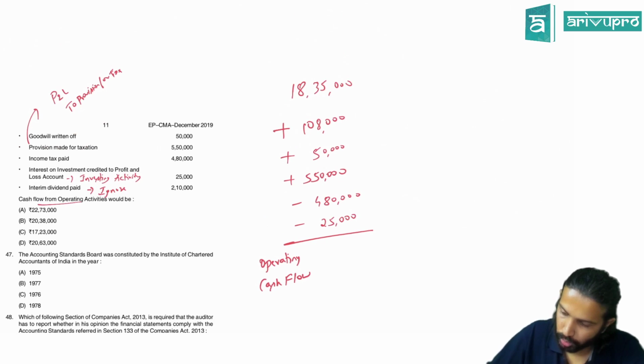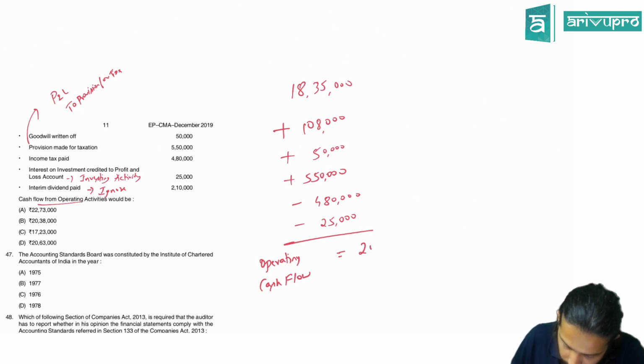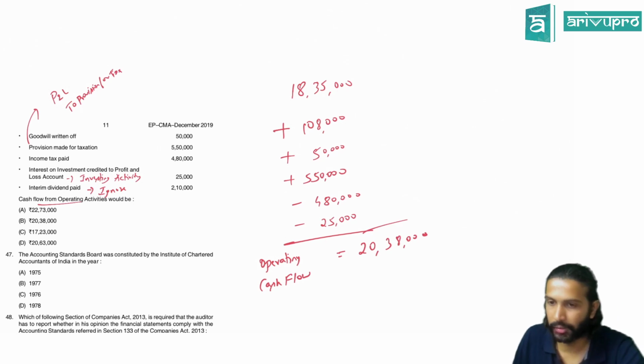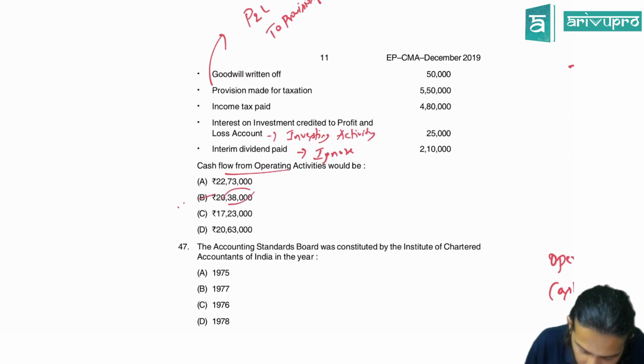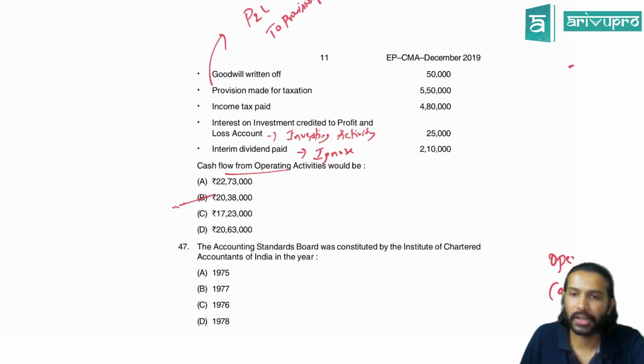18,35,000 plus 1,08,000 plus 50,000 plus 5,50,000 minus 4,80,000 minus 25,000. If you do, you're going to get 20,38,000. So 20,38,000 you're getting as a positive number. So that is operating cash flow. Check 20,38,000, which is option B. That's the answer for this.